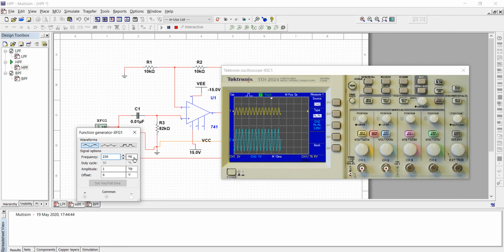So further increasing this to 500 hertz, and moving on to 800 hertz. Now as we can observe here, the peak to peak amplitude is almost constant for higher frequency ranges. If we further increase this to 1000 hertz, the output voltage is almost constant.